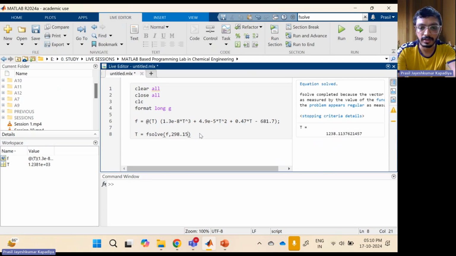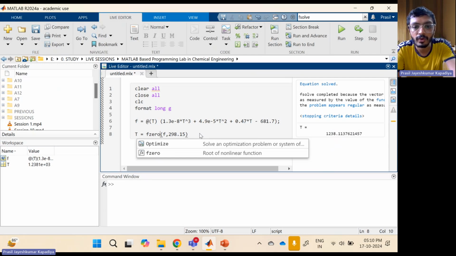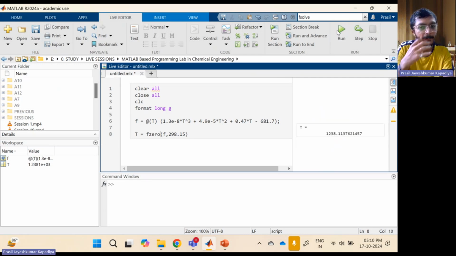If I use, let's say, fzero, I just need to write fzero. I guess fzero will work. So fzero is also giving me the same answer. If we use the roots command, what do we need? We need only the coefficients of the polynomial equation.